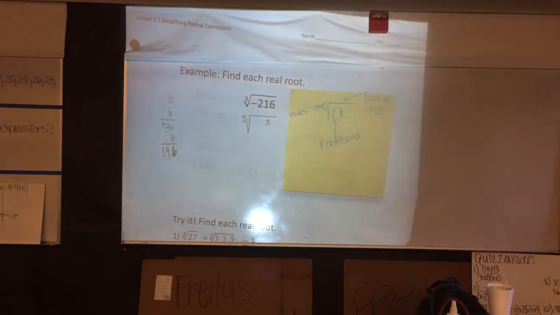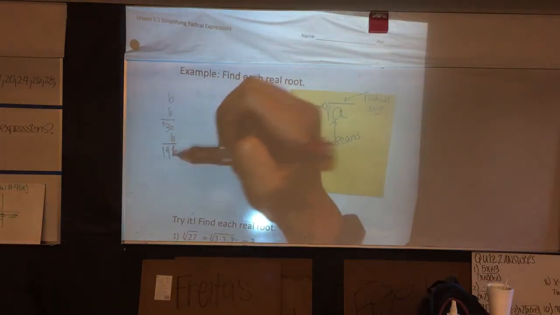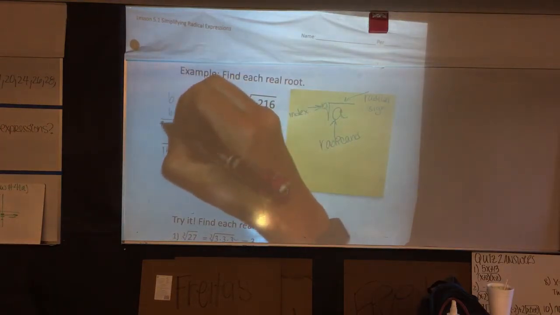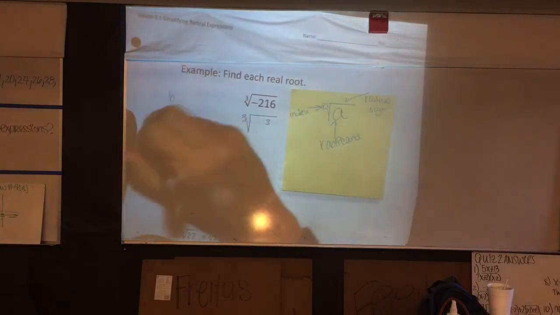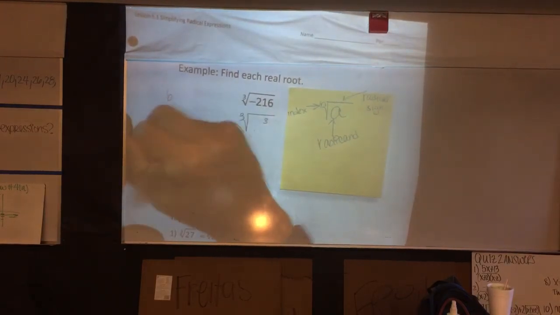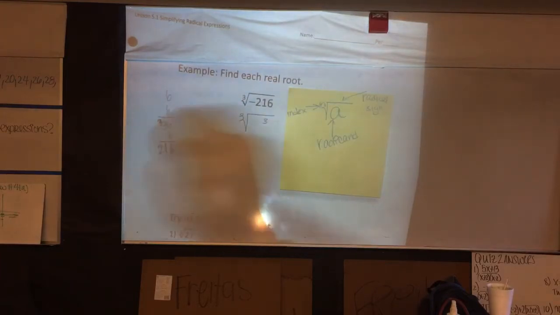But I think it is. I think I must have multiplied wrong here. 6 times 6 is 36. Ooh, I didn't carry the right number. It is 3. 6 times 3 is 18. And 18 plus 3 is 21. Oh, so I got it right.